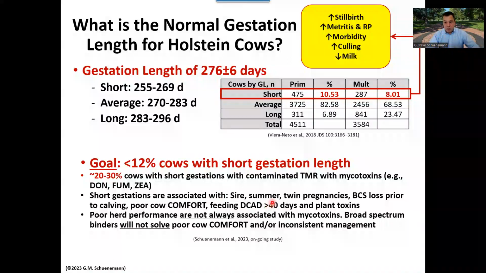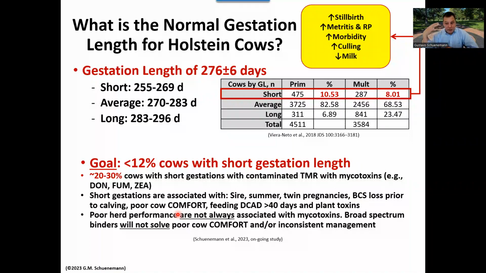Summer effect usually means short gestations. Twin pregnancies, almost always you're going to have short gestations. Cows losing body weight prior to calving also trigger the inflammation process, and this will have an effect on gestation length. Poor cow comfort will have an effect because it's associated with dry matter intake, especially prepartum in cows, in the close-up, the last 60 days of gestation.